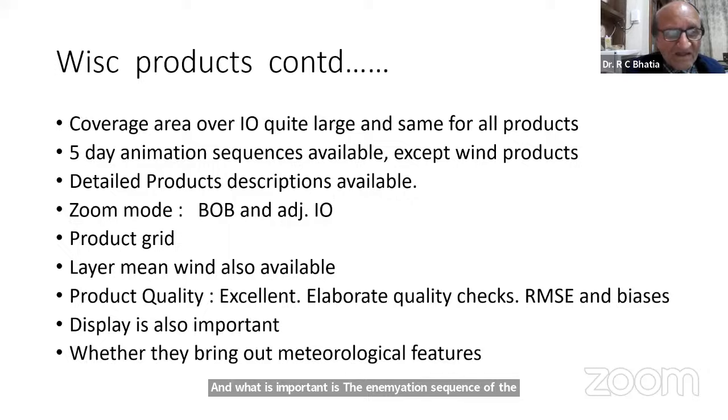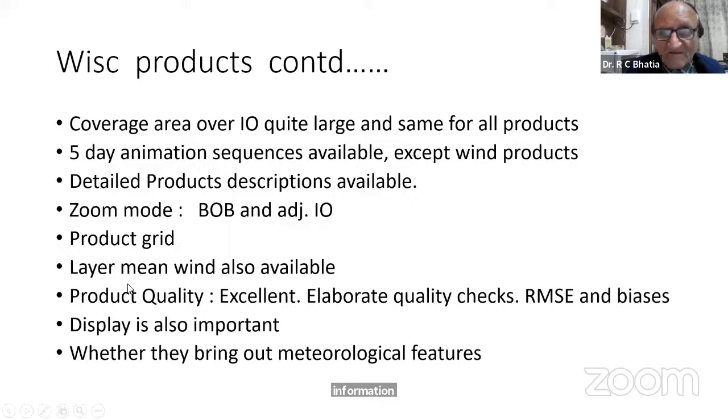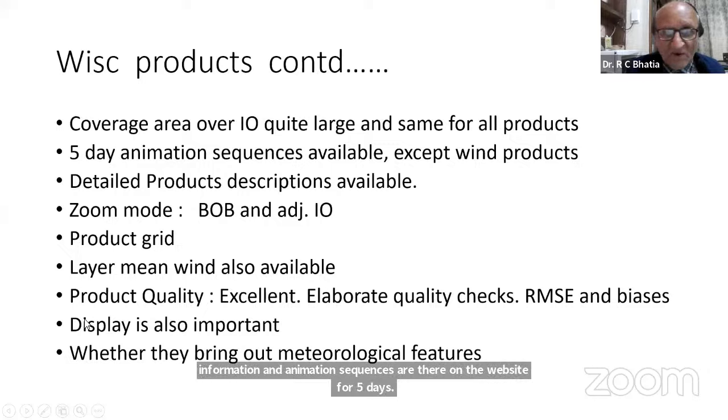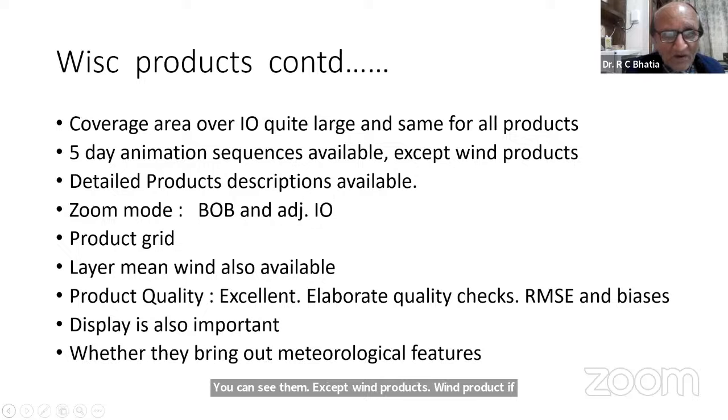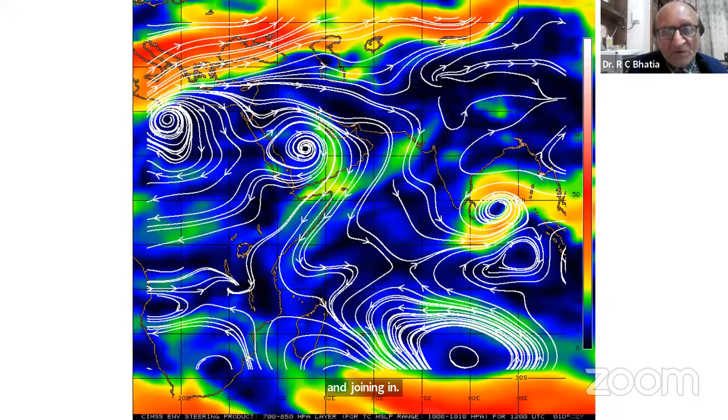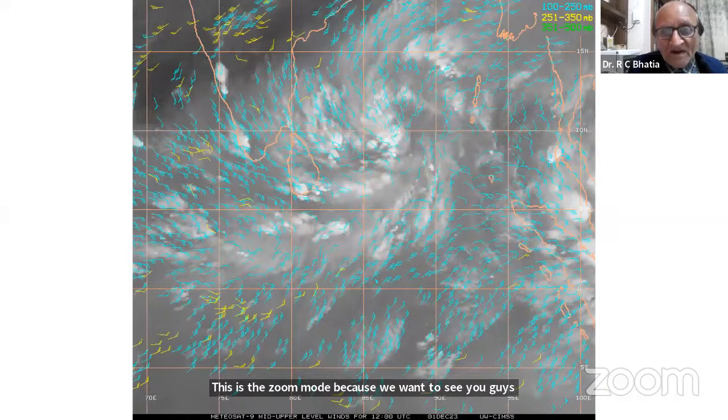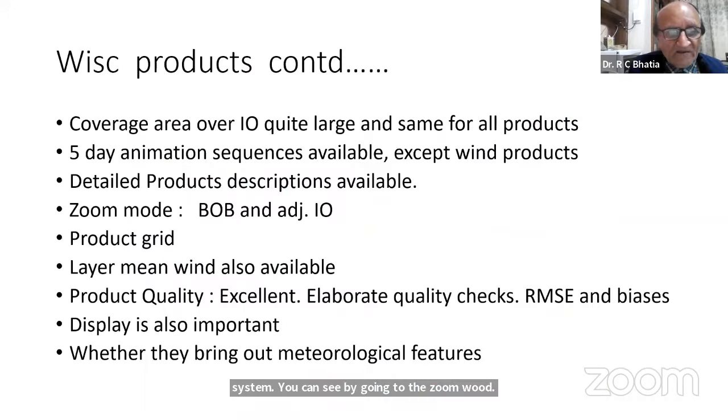And animation sequences are there on the website for 5 days. You can see them, except wind products. For wind products, if you want to see animation, you have to make your own. And so detailed product descriptions are available on the website, and even a reference to the paper published on the wind products is there. And in a zoom mode also, you can see over the Bay of Bengal and adjoining Indian Ocean. Specifically, this is the zoom mode. Suppose you want to see today's system, you can see it by going to the zoom mode, by focusing more on a given area.